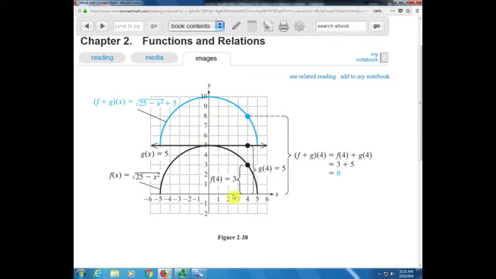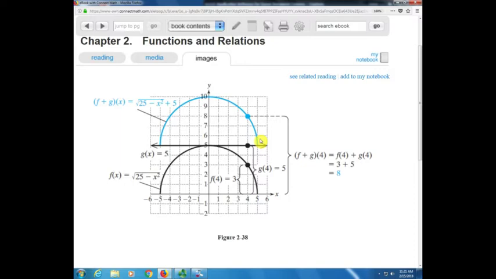If it was subtracting, then you would subtract. But you can look at this clearly on the graph. I'm here at 3, here at 5. 3 plus 5 will take me to 8 for the blue function. And this is your figure 2.38 or 2-38 in the bottom of page 262 here.